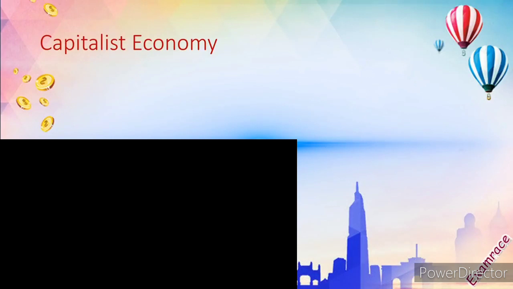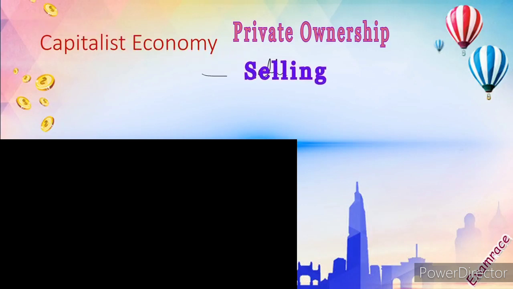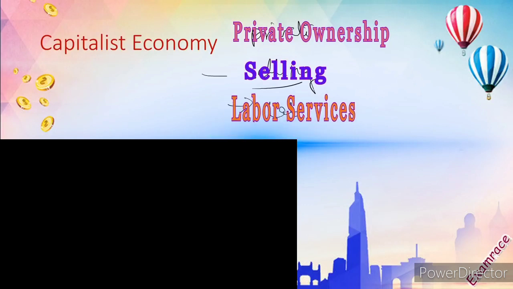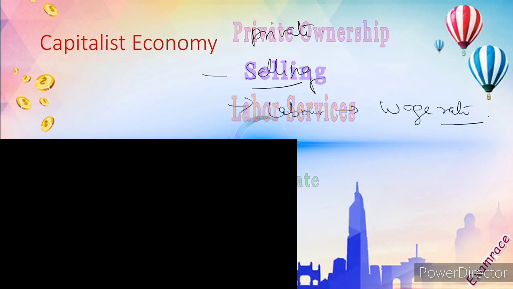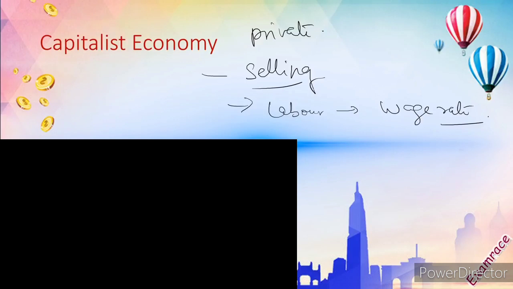Now, what does a capitalist economy signify? A capitalist economy signifies that there is private ownership of the means of production. With this private ownership, the production takes place for selling the output to the market. So first of all, there are private role players. Then you are selling the output to the market. The sale and purchase of labor service is at a price which is known as the wage rate.